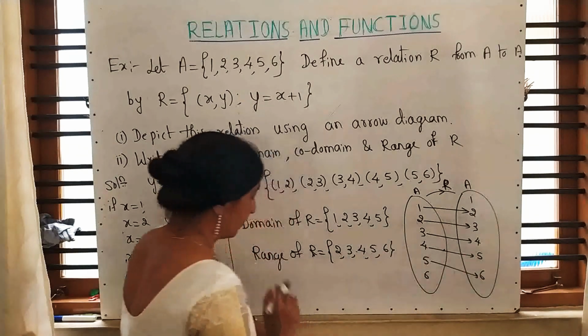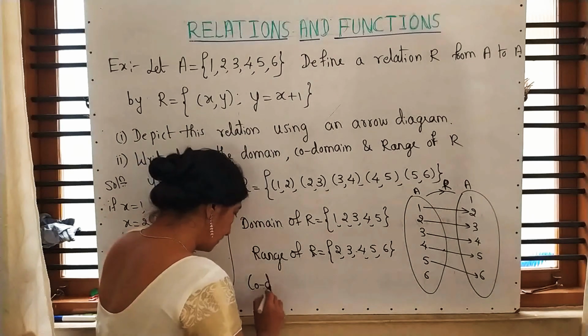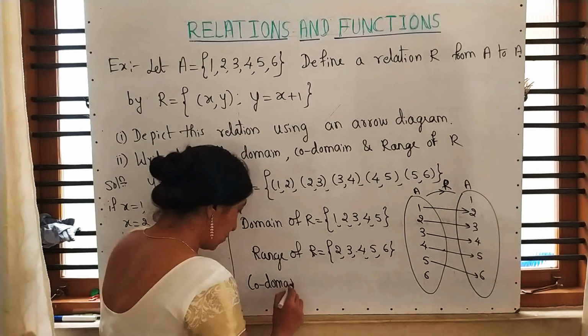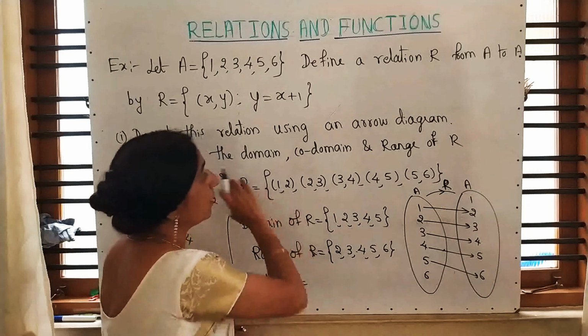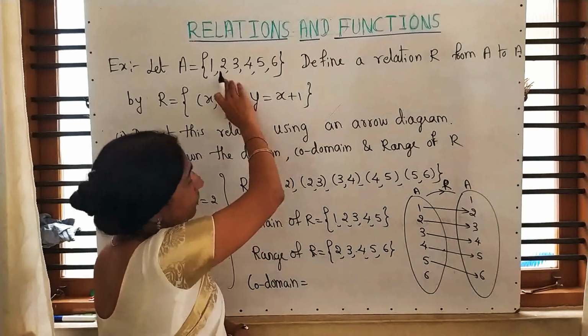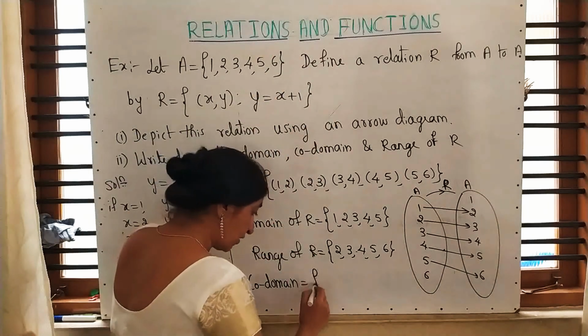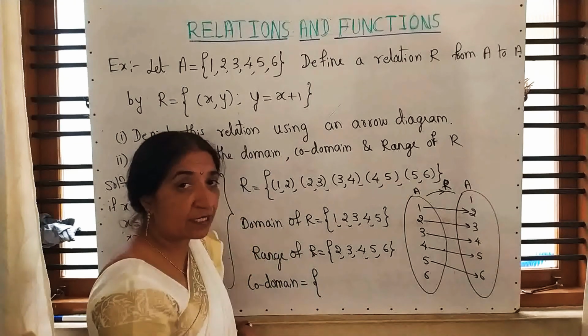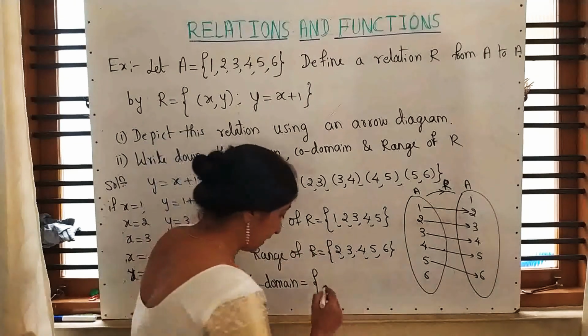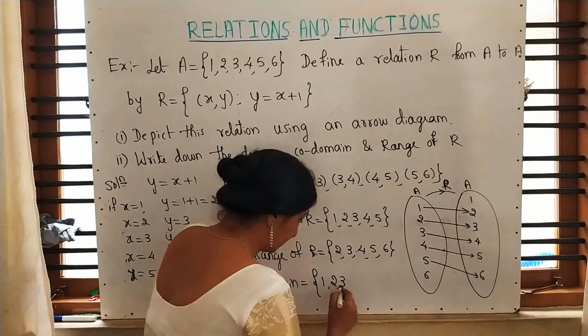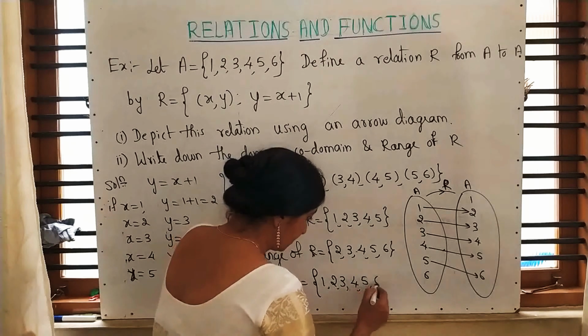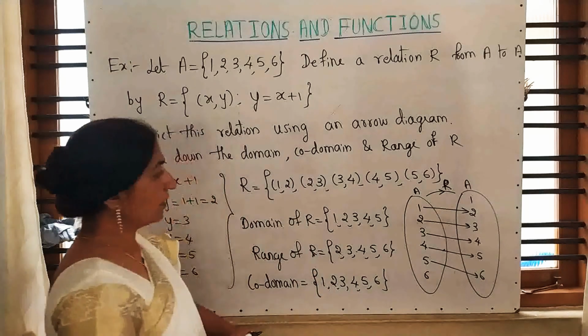6 is connected. What is the codomain? Codomain is nothing but the complete second set. The first set is A, the second set is also A. You have to write the complete second set even though the elements are not connected.